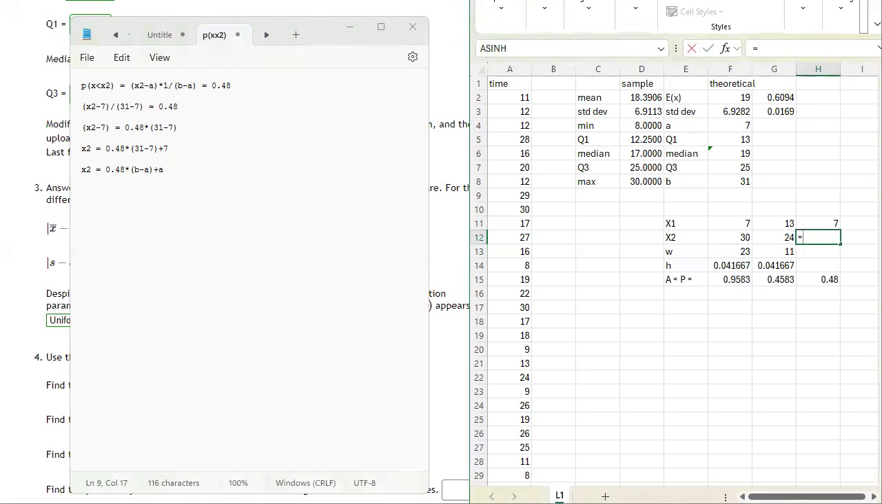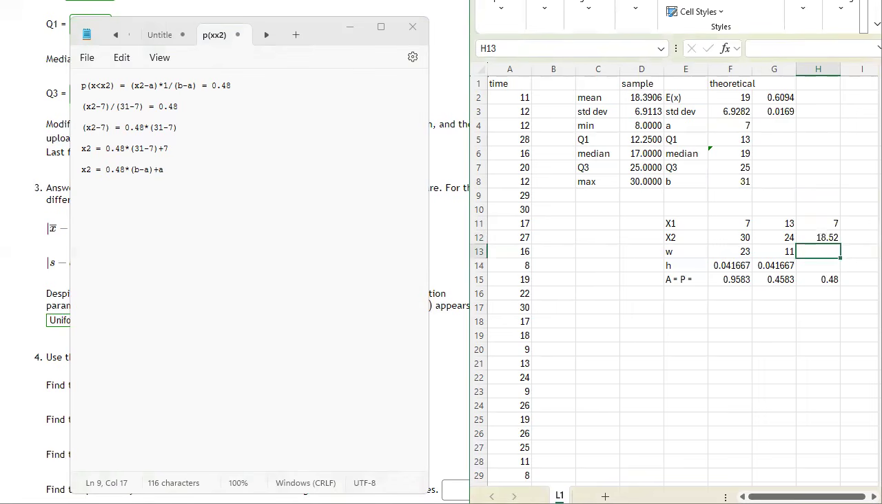I'm going to type equal. We want the 48th percentile, right? 48 times my b minus my a plus my a.